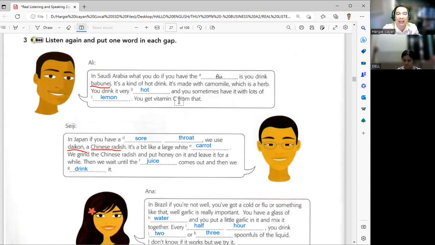It's very hot, and you sometimes have it with lots of lemon. You get vitamin C from that. Okay, so that is how you are going to emphasize. So that would be on Friday, to be submitted on Friday.